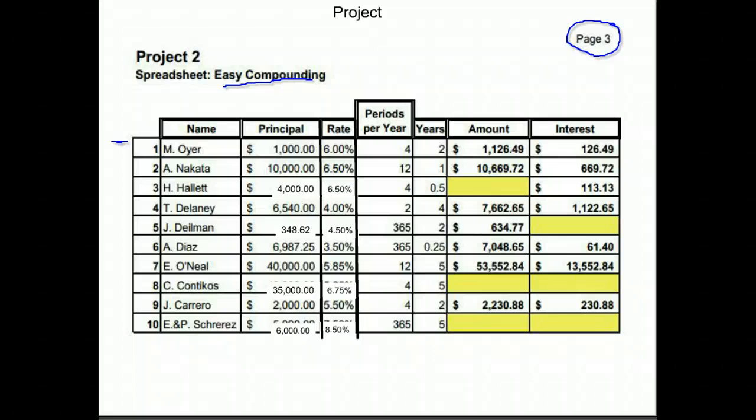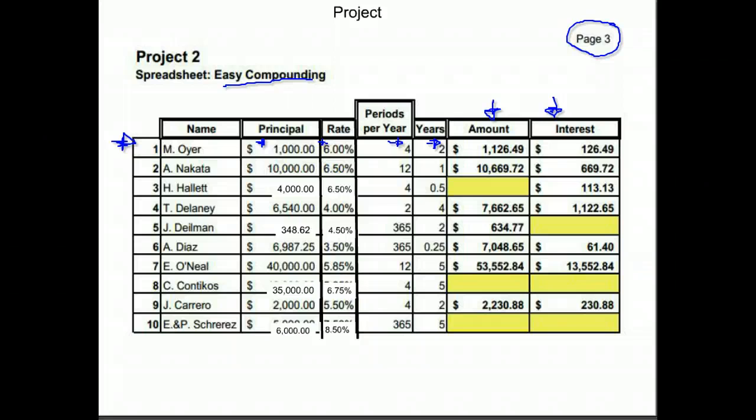2006, you saved a document, did the first couple of pages. Last lesson you did the second page. Now we're on page 3, and it's a spreadsheet. It's called Easy Compounding. So it tells you a person's name, what their original amount they invested, what their rate is, how many times it's compounded a year, how many years it's in there, and you're going to be calculating the amount and the interest earned.